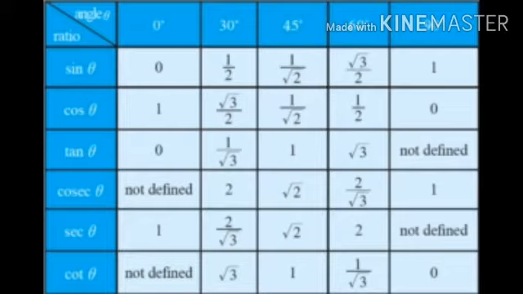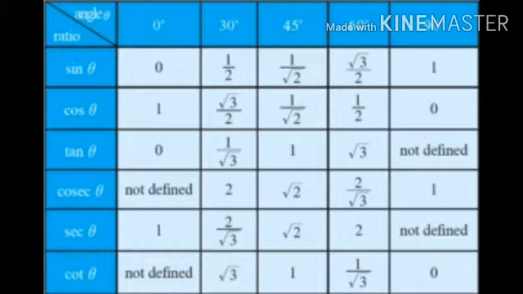And cos theta: the values of sin theta are reversed for cos theta. Next, tan theta is sin by cos. 0 by 1 is 0. 1 by 2 divided by root 3 by 2 equals 1 by root 3. 1 by 2 divided by 1 by root 2 equals 1. Root 3 by 2 divided by 1 by 2 equals root 3. 1 by 0, we know, is not defined.